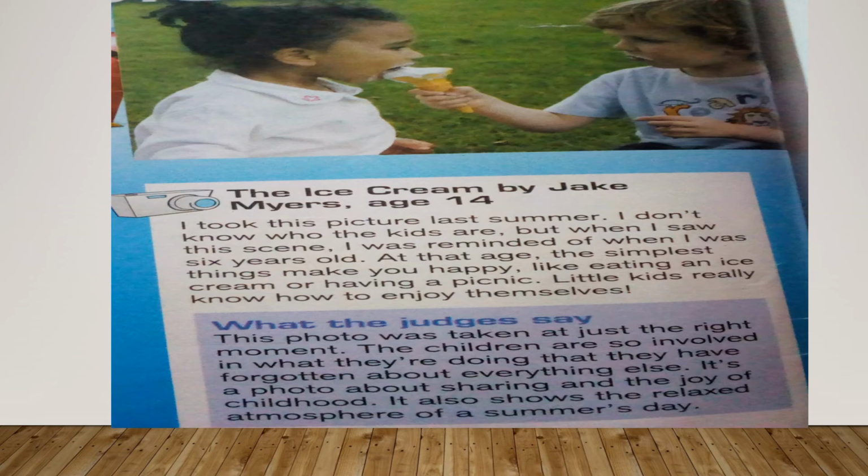And why do you think Jake chose this photo to submit in the competition? This photo of perfect strangers? Because the kids in the photo reminded him of himself when he was 6 years old, and how simple things like eating ice cream or having a picnic can make you happy at that age.